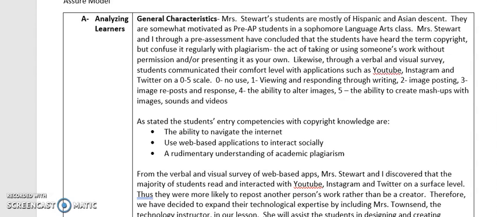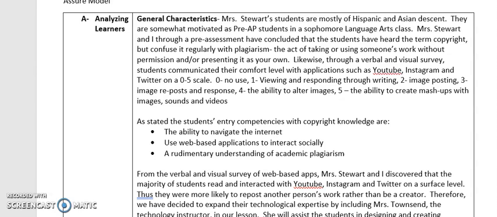Mrs. Stewart and I, through a pre-assessment, have concluded that the students have heard the term copyright, but confuse it regularly with plagiarism, the act of taking or using someone else's work without permission and/or presenting it as your own. Likewise, through a verbal and visual survey, students communicate their comfort level with applications such as YouTube, Instagram, and Twitter on a scale of 0 to 5.